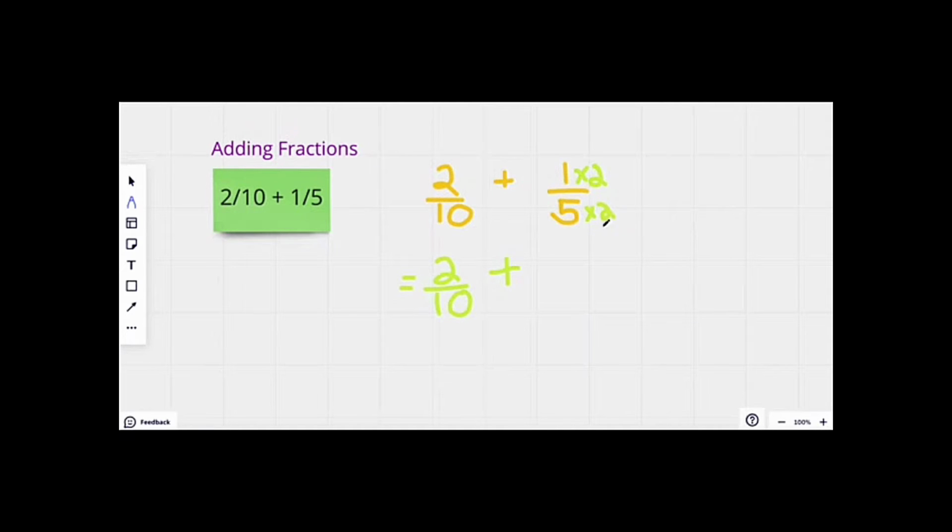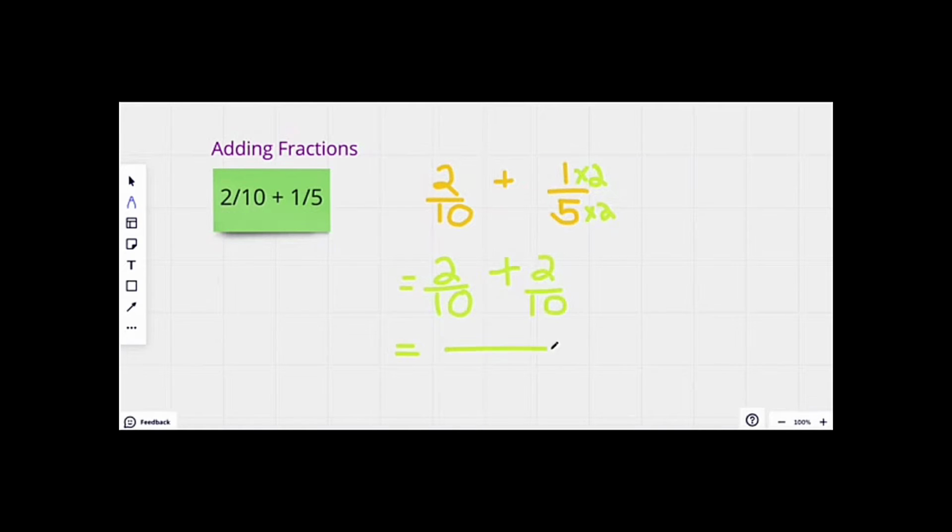So if I'm going to multiply by 2, I also got to multiply by 2 at the top as well. So in this case, we go, okay, 1 times 2 is 2, and 5 times 2 is 10. Now we notice that we have the same denominator. So we said if we have the same denominator, then we can actually do our adding. Okay, perfect. So let's go to our next step.